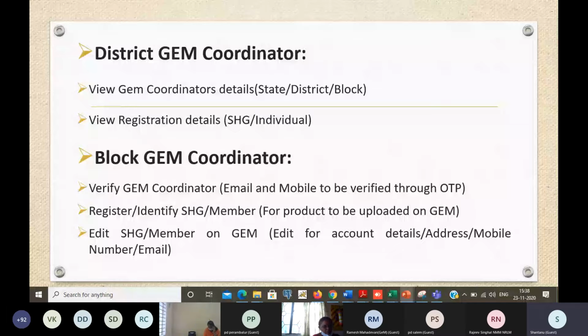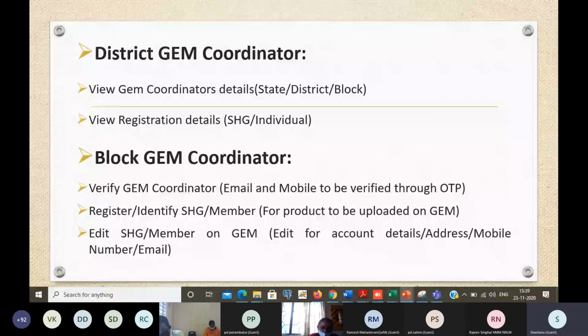Once it is identified in the system, there is also a level of verification at the time of identification of the SHG or the members. The OTP will go to their email and mobile number, and once the OTP is received and verified, only then will the details of the SHG and the members be shared with the GeM team. Just like for the GeM coordinators, after identification and verification, their details will be shared with the GeM team.